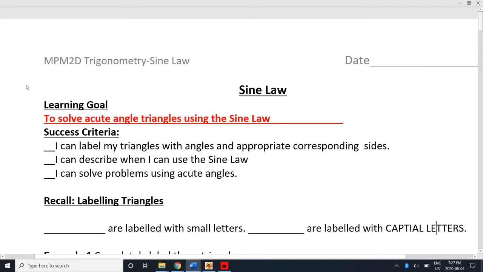The sine law. Our learning goal today is to solve acute triangles using the sine law. Please ensure you have the lesson printout so you can follow along with this video.